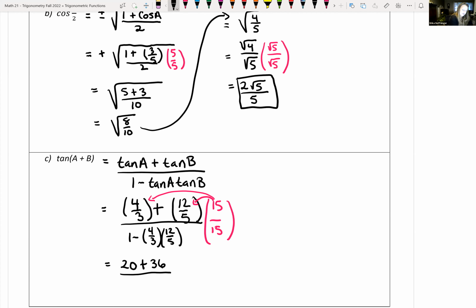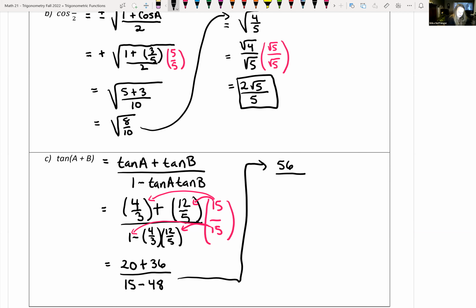All over. So I need to distribute the 15 in my denominator. So 15 times 1 gives me 15. And then I didn't multiply it out yet, but in the denominator, I have 15 goes into 15 once. So I just need to look at what is 4 times 12, which is 48. So 15 minus 48 in the denominator. So let's simplify this. I have 20 plus 36. That gives me 56 in the numerator, all over 15 minus 48.